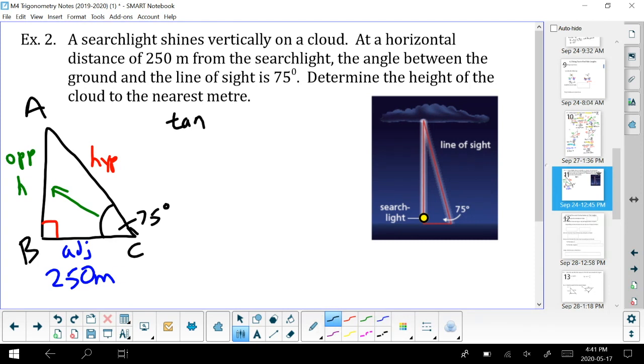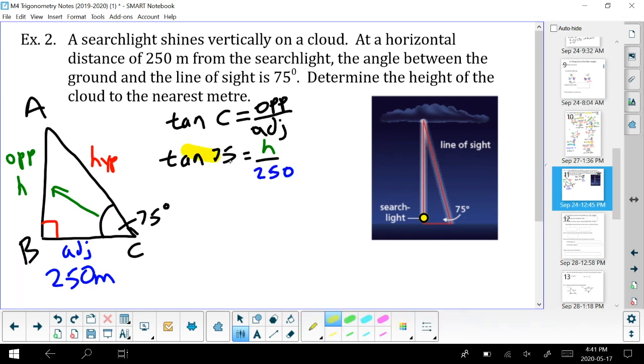So let's set up our ratio. Tangent of angle C is equal to opposite over my adjacent side. So the tangent of 75 degrees is equal to the opposite side, which is h, divided by my adjacent side, which is 250. Now again, because we are trying to get rid of the denominator on the right-hand side, we can multiply both sides by 250 to get rid of the 250 on the right. And we end up with 250 multiplied by the tangent of 75 will give me my height.